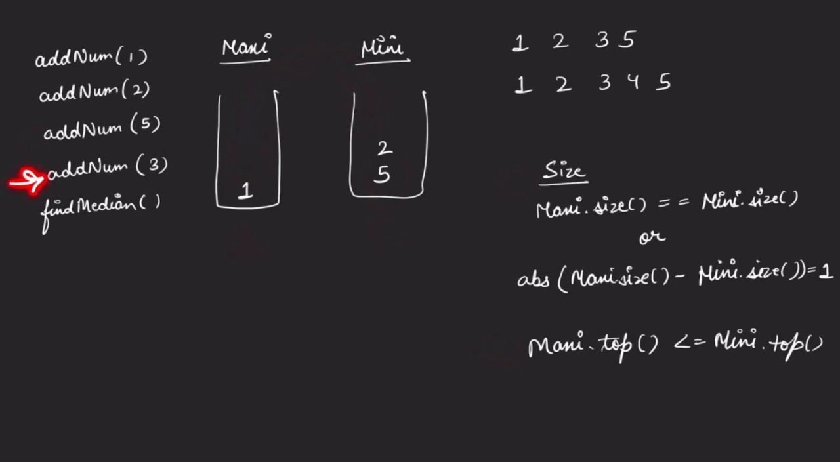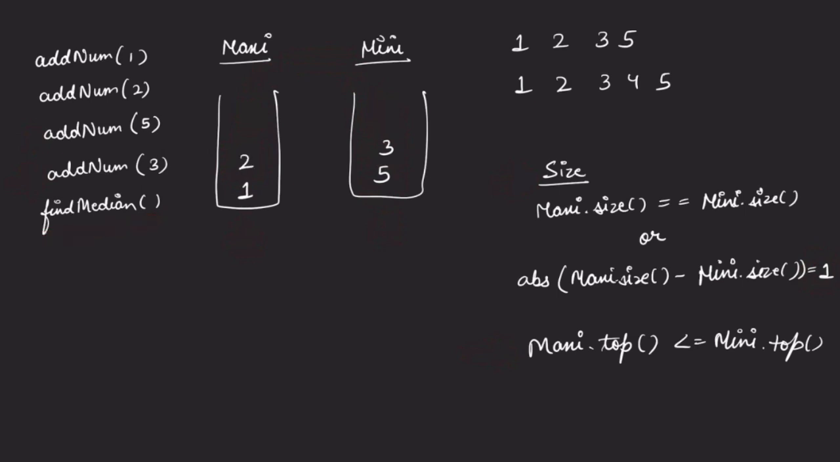So next the element will come as 3. So 3 will be pushed here. Now we will check this particular condition. Now 3 is not less than or equal to 2. So the condition is violated. So we will pop this 3 and push it inside mini, right? So it will look like 2, 3, 5. So these will be our heaps. Then we will check the size. So maxi's size is 1 and mini's size is 3. The difference is 2, which is greater than 1. So we will have to pop an element from the heap which is having extra elements, right? So we will pop this 2 and push it inside maxi. So this 2 will come here now.